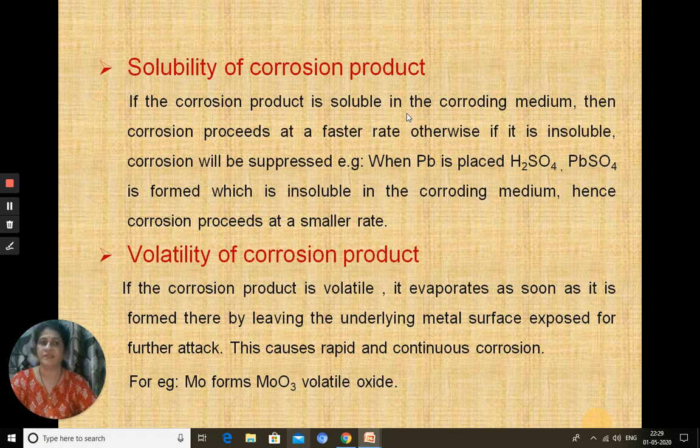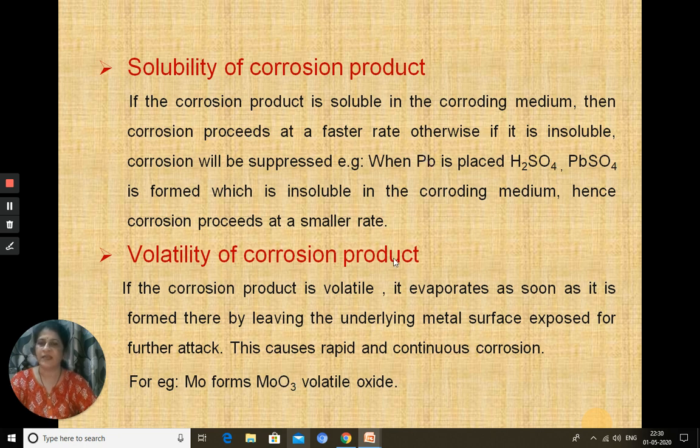Otherwise, if it is insoluble, corrosion will be suppressed. So let us discuss an example. If lead is placed in H2SO4, a layer of PbSO4 is formed on its surface, and this layer is insoluble in the corroding medium. Hence, the corrosion proceeds at a smaller rate, as lead sulfate forms a protective layer around the lead. So solubility is a very, very important point.